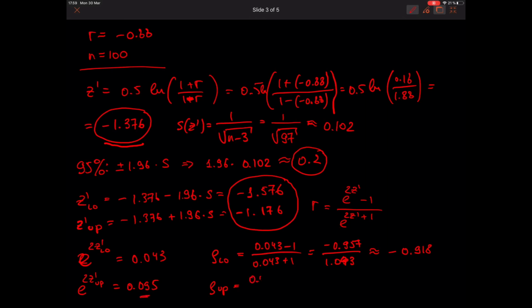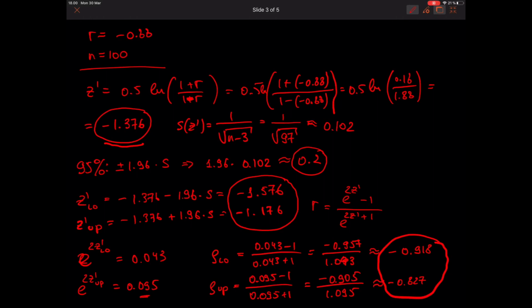Okay. And then the upper boundary, the same idea, but we use the upper boundary for the z prime. So it will be 0.095 minus 1 divided by 0.095 plus 1, which is minus 0.905 divided by 1.095. And then this will be approximately minus 0.826. So this is the confidence interval for the correlation of the population, assuming that the sample correlation is minus 0.88 and the sample size is 100.